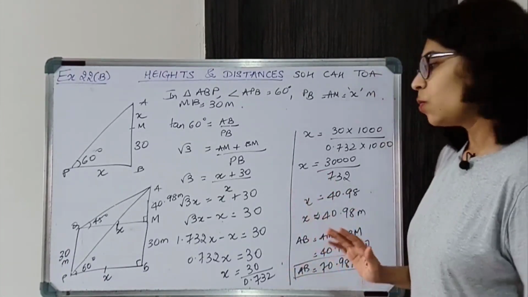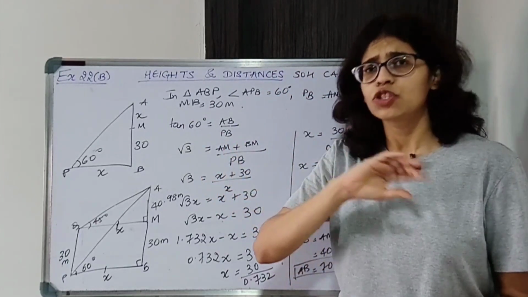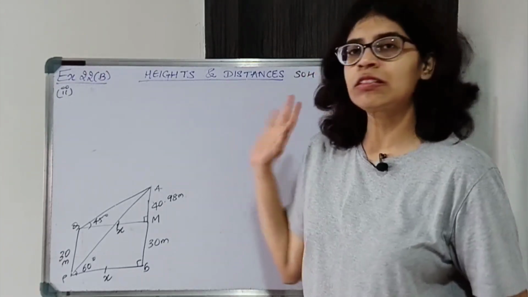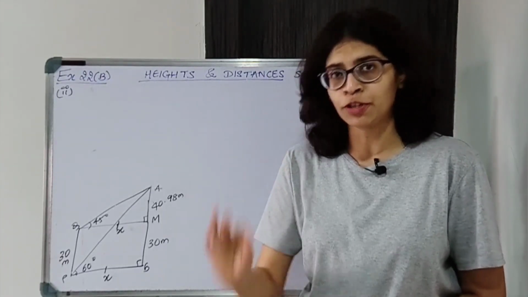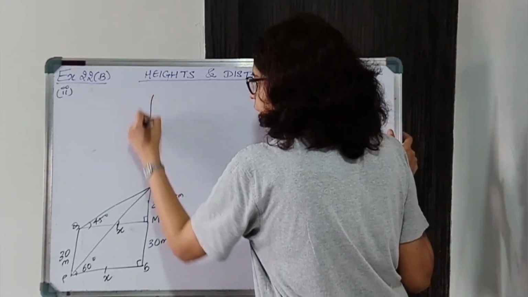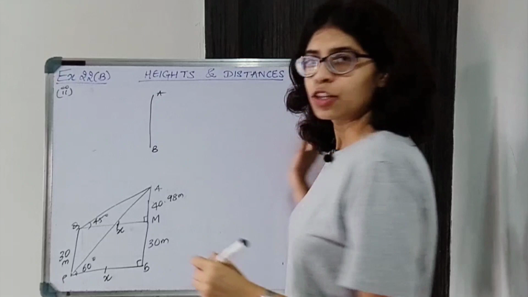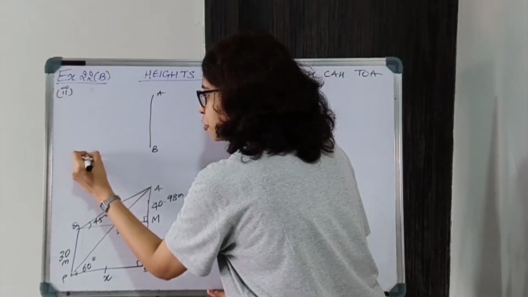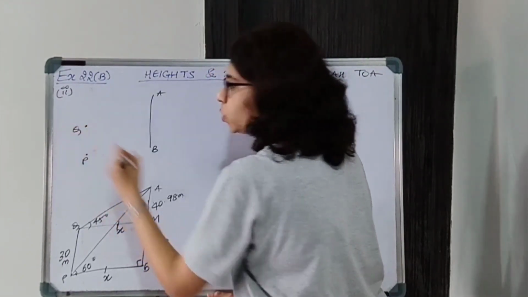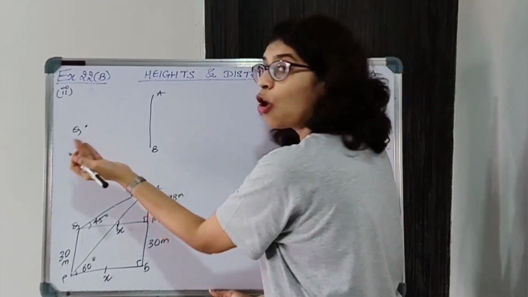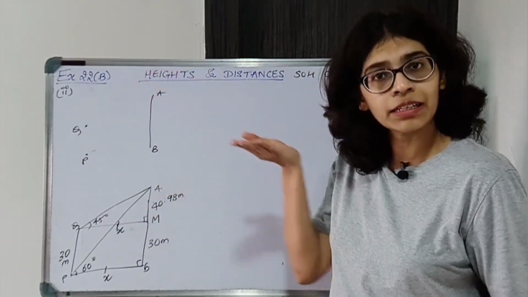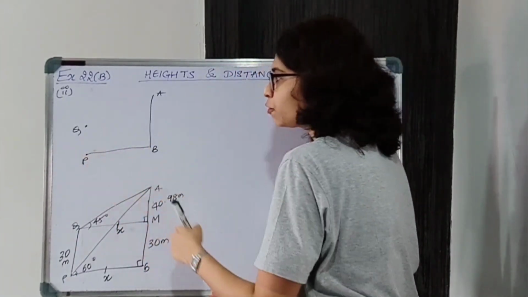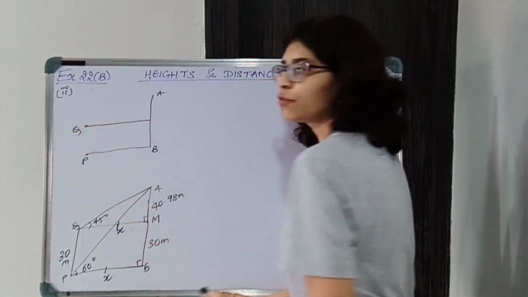Okay, now we need to proceed to the second part of the question, which is very, very easy. In the second part of the question, you have to find the horizontal distance of the tower from the point of observation. First point of observation was P, second point of observation was Q. Now the horizontal distance, what is horizontal? Sleeping line.